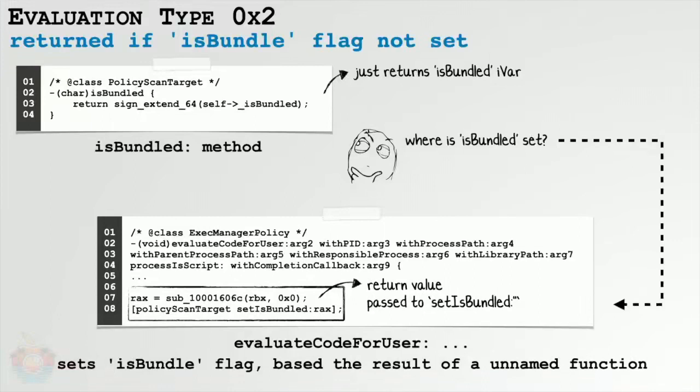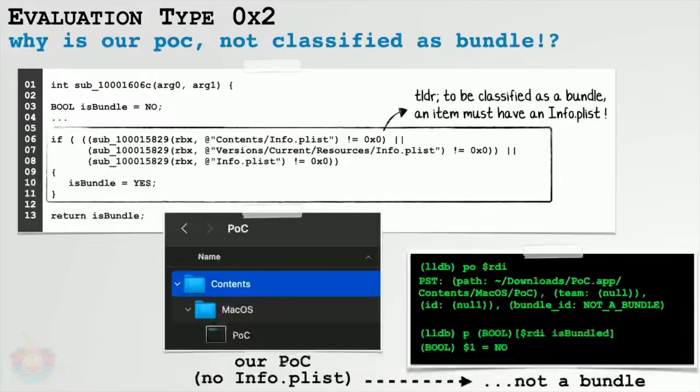There's a method named evaluate code from user, and as we can see, it calls an unnamed subroutine, and based on the return value of that subroutine, updates the isBundled variable. So now we need to dig into that unnamed subroutine to figure out why it's deciding our application is not a bundle. Well, if we look at the disassembly, the decompilation, it's very obvious.